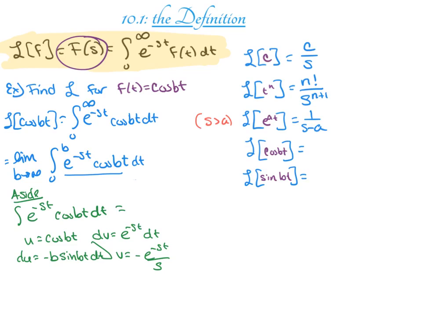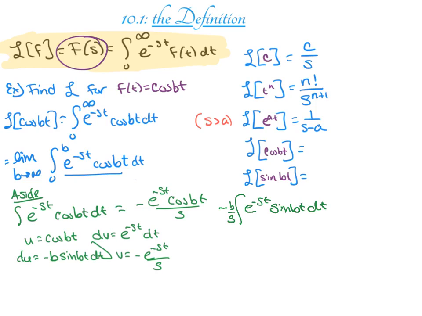So the first round of that integration is negative e to the negative st cosine bt over s, minus, we have minus the integral, and there will be three negatives total. So minus the integral of, I'm going to factor out the b over s, and then we have e to the negative st sine of bt dt. Okay, which we need to do integration by parts one more time.